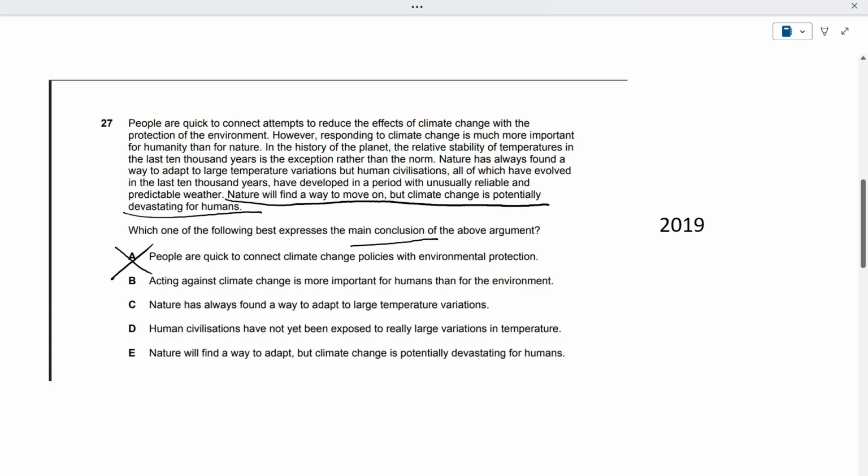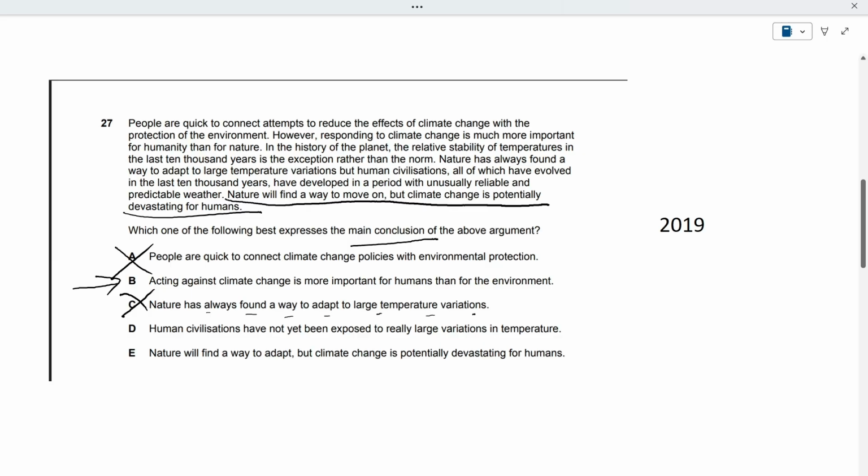B, acting against climate change is more important for humans than for the environment. Could be, I'll leave it as a potential option. There's nothing to rule out yet. C, nature has always found a way to adapt to large temperature variations. Again, if I go, nature has always found a way to adapt to large temperature variations, so acting against climate change is more important for humans than for the environment. That works perfectly and leans me further towards B. If I go, acting against climate change is more important for humans than for the environment, so nature has always found a way to adapt, it doesn't make any sense. The argument doesn't work whatsoever, I can rule C out.